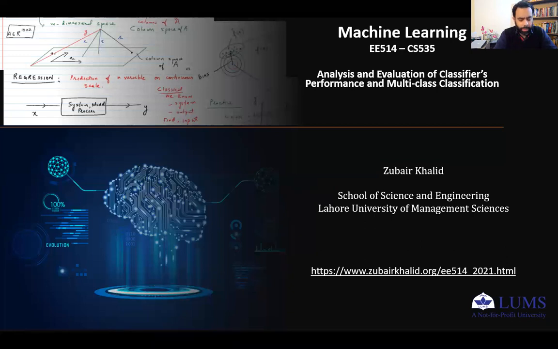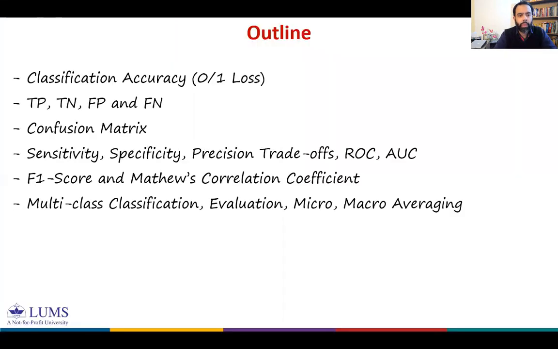The outline for the next couple of videos is that we will start with classification accuracy, and then we will define the terms true positive, true negative, false positive, and false negative. Using these terms, we will construct a table, what we call a confusion matrix or contingency table, and then from the entries of this matrix, we will define sensitivity, specificity, and precision, and what the trade-offs between these terms are. How can we encounter these trade-offs? How can we study these trade-offs?